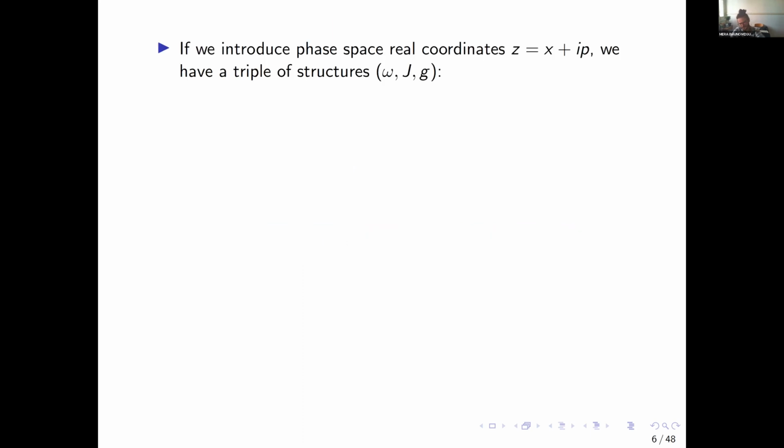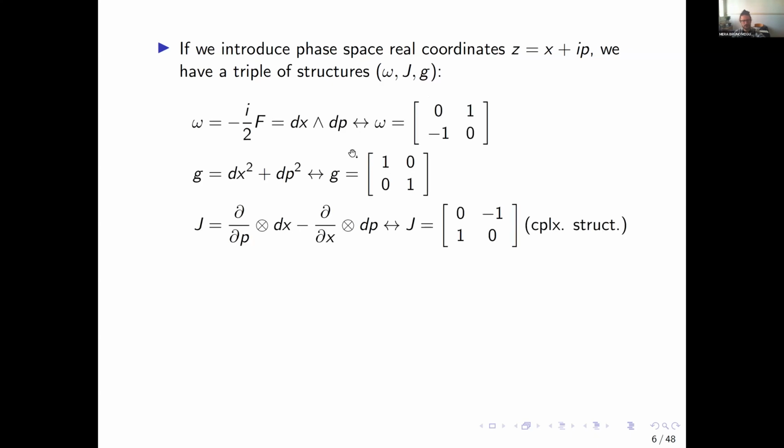Okay, very nice. If we introduce phase space real coordinates, z equals x plus ip, then we have a triple of structures, which I compactly denote here. In the left hand side, I write it in form notation and in tensor notation. In the right hand side, I use matrix representations. And you see you have this object omega, which is -i/2 f, which plays the role of a symplectic form. This is the standard symplectic form that appears in classical mechanics. Then you have this Riemannian metric. And then you also have this object, which is associated to this complex variable here. You can think of it as giving the phase space a complex structure. This matrix is clearly a rotation of 90 degrees in the plane, and it squares to -1, just like the imaginary unit.